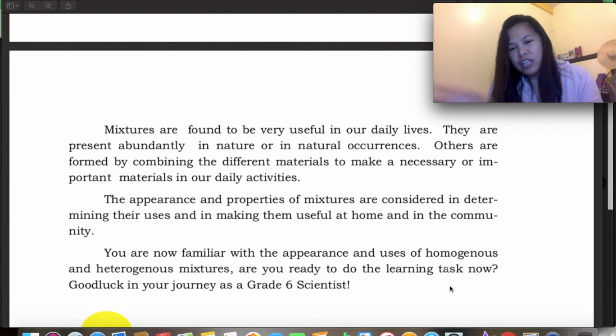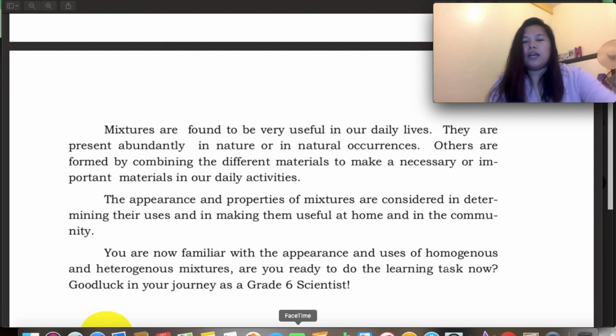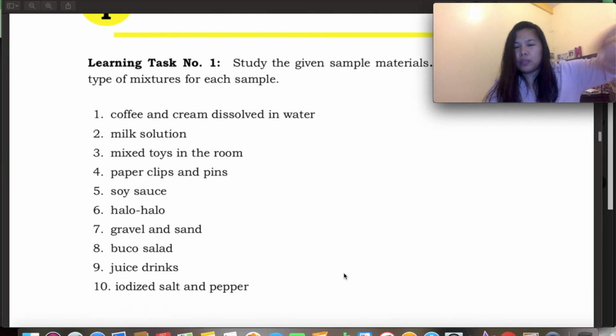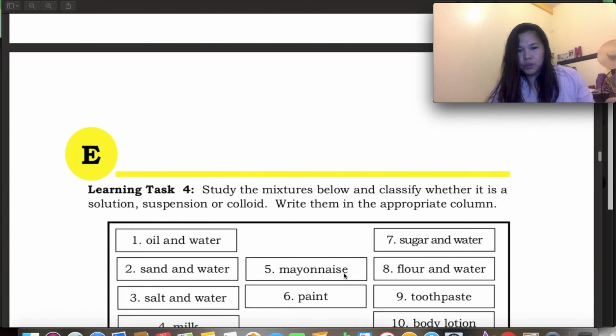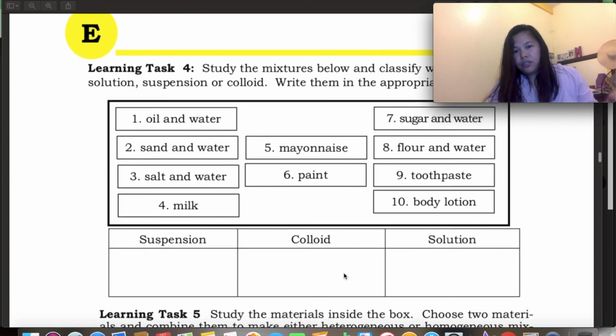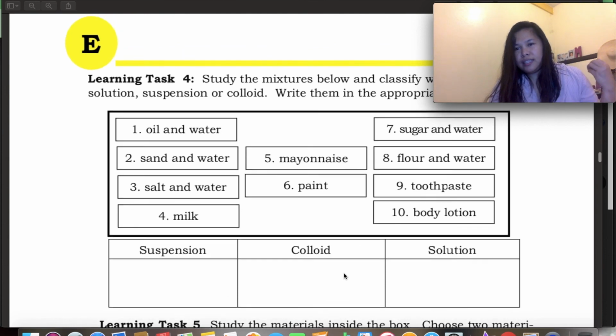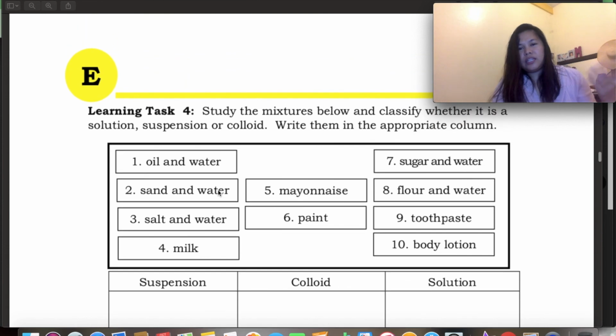So, are you ready now for the learning task? Good luck in your journey as a grade 6 scientist. Okay, so the learning task 1, 2, tapos na kayo dyan, pati 3. So, let's come to learning task 4. Discuss ko na yan. Madali na ninyo, then the answer is there and you have to write there, here, and here. So, study the mixtures below and classify whether it is a solution, colloid, or suspension. So, write them in the appropriate column.